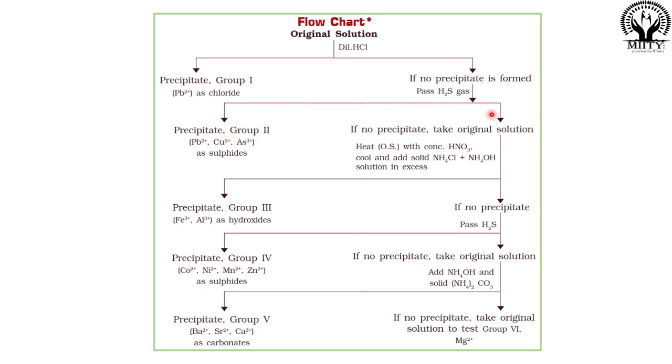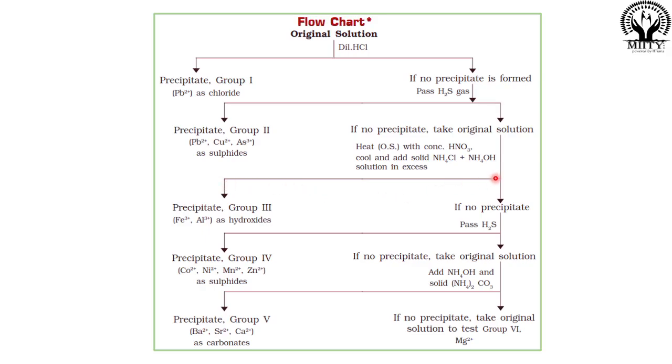If precipitate is not formed, then look for the group 3 cations. Before testing group 3 cations, take the original salt solution and heat with conc HNO3. After some time, cool the solution, add solid ammonium chloride and ammonium hydroxide in excess. If precipitate is formed, group 3 cations are present.